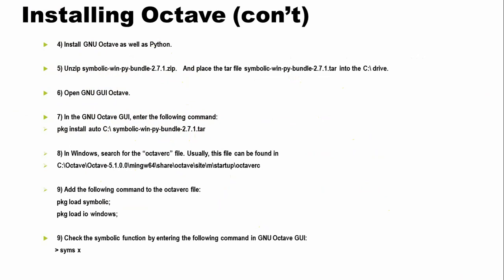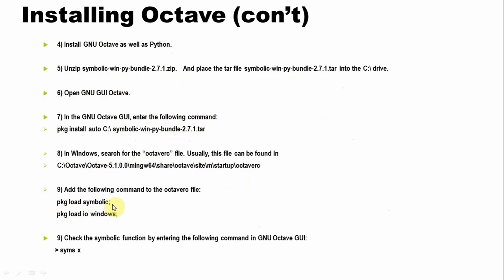And step A, you need to add a setup file, so-called startup file. The startup file is inside the installation tree. The link is provided here. And inside the startup file, you need to add a few more commands there. And for the purpose of this course, you need to add this command, pkg load symbolic, which means load the symbolic library.